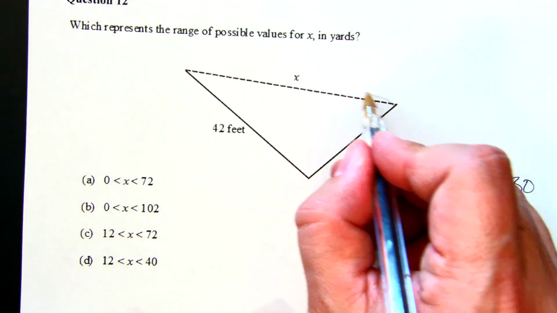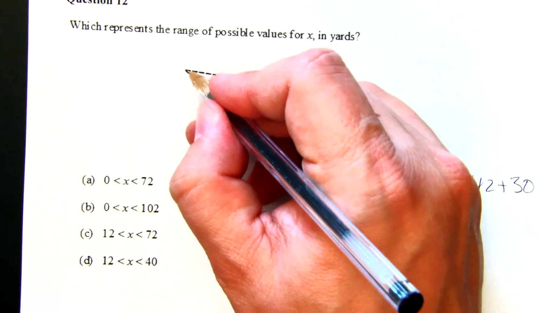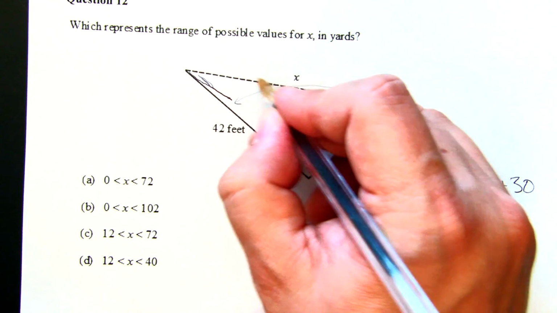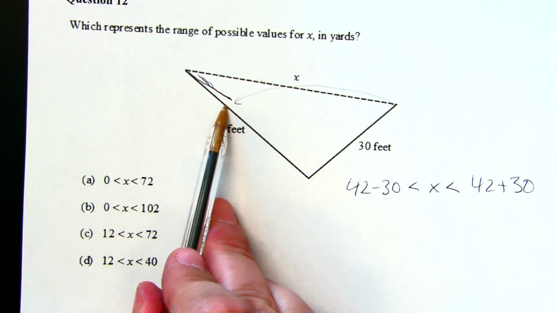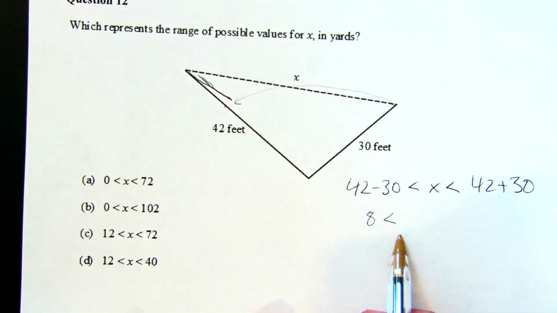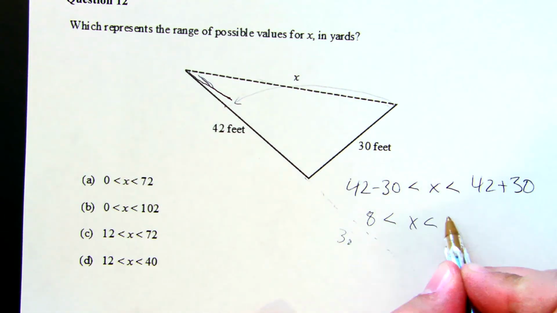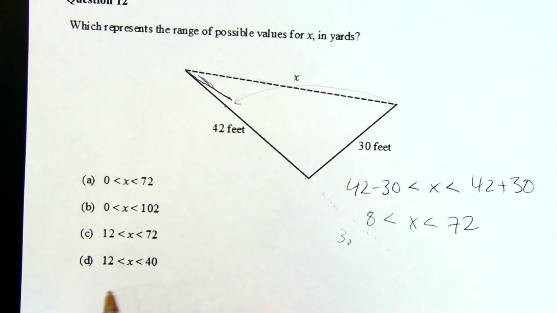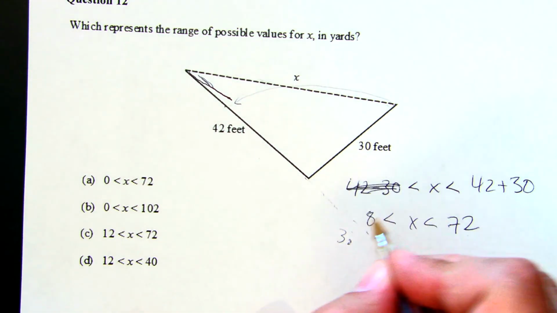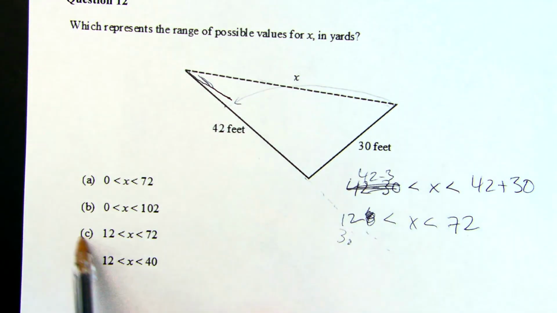That's because if the angle is really small and I pull this side all the way down here, then this side, which is my third side, gets closer and closer to just being 42 minus 30. If I pull it over this way, the biggest it could be before it just turns into a straight line, it's no longer a triangle, would be 42 plus 30, or 72. So it's got to be between 8 and 72. Or, 42 minus 30. No, 42 minus 30 is 12. I apologize. So it's between 12 and 72, which is choice C.